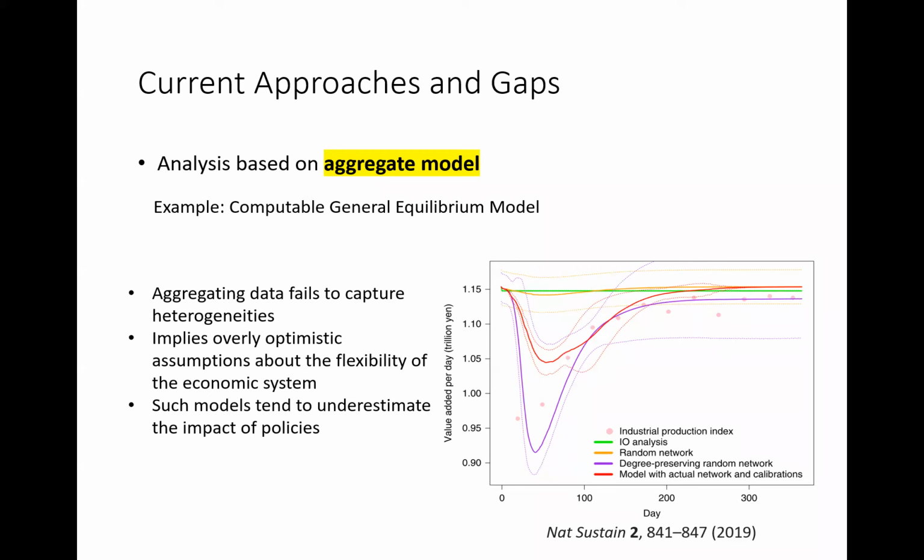So this figure shows a simulation with IO. IO is also an aggregation model, a macro level model. The IO model gave out very slight losses in the earthquake shock, but the real impact is very large. So the biggest problem of the aggregate model is that it ignores the heterogeneity, so it implies overly optimistic assumptions about the flexibility of the economic system. So such models tend to underestimate the impact of policies.